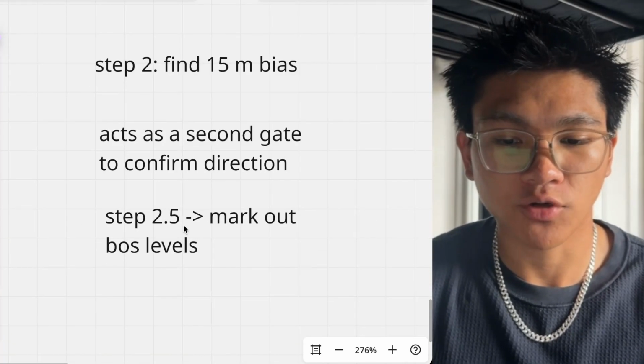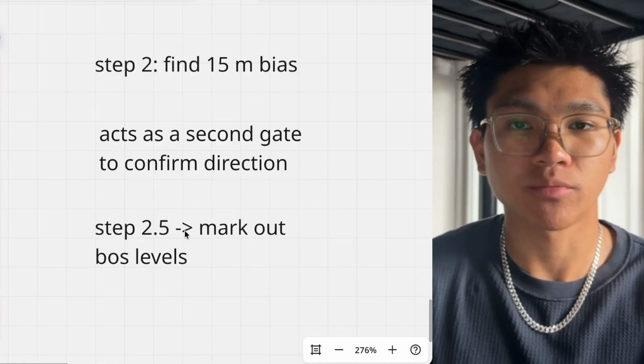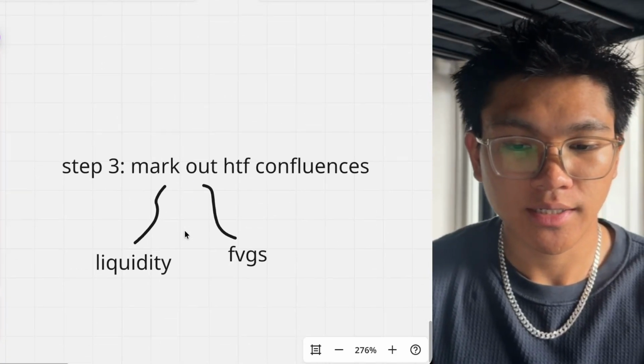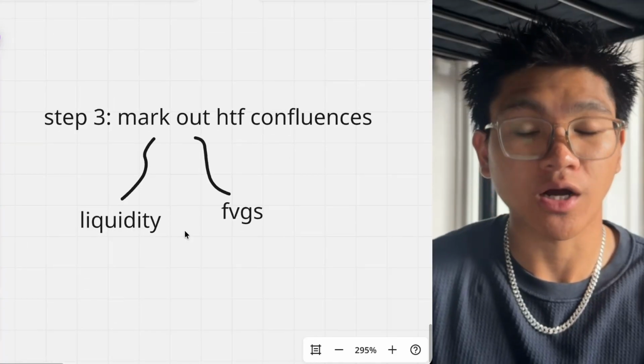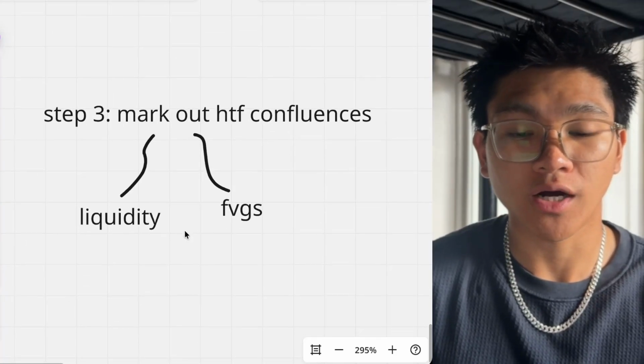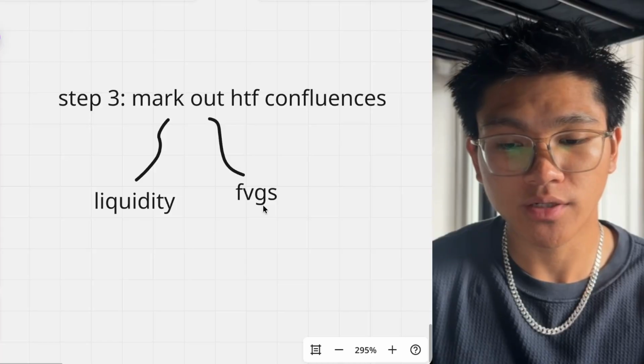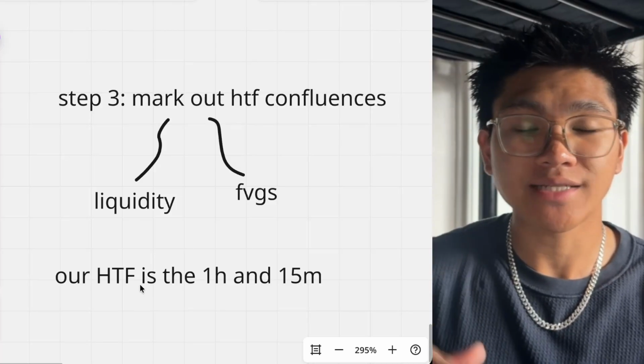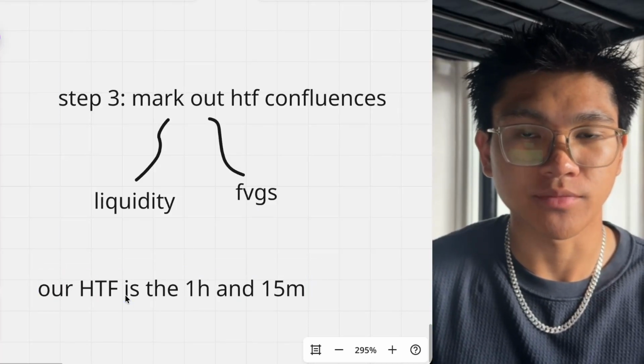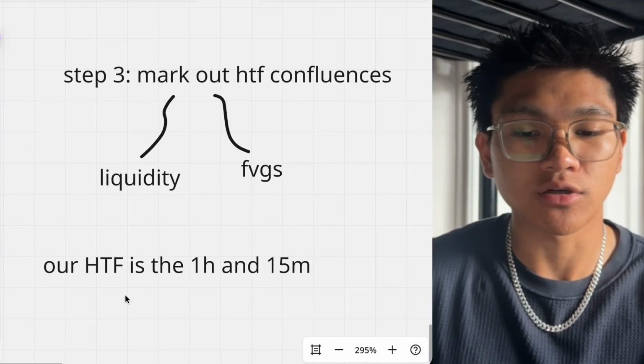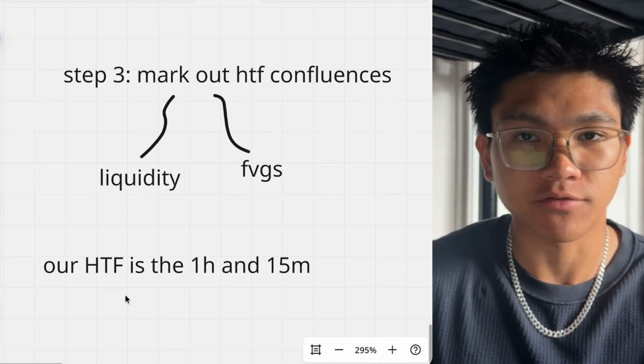And step 2.5, we kind of already briefly went over this, but you want to mark out your break of structure levels on the actual chart. Next, for step 3, we're going to mark out our high time frame confluences. What are our high time frame confluences? It is going to be liquidity and fair value gaps. Now, our high time frame is the 1 hour and the 15 minute. So we're going to go to the 1 hour and then look for any liquidity or fair value gaps, and same thing for our 15 minute.